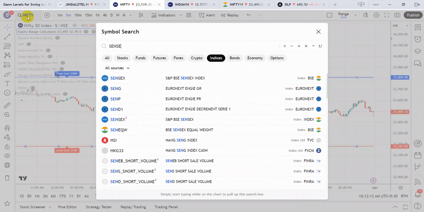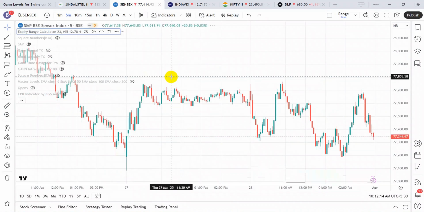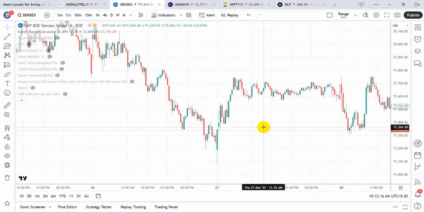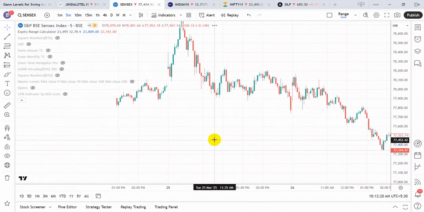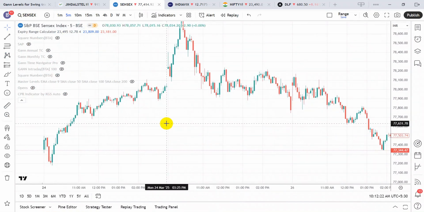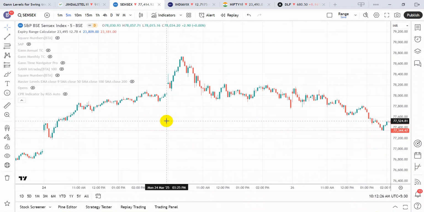Similarly, I can take an example of Sensex also. Let's take the expiry. Tuesday was the expiry of the Sensex, Tuesday the 25th. Let's see how it performed there. You can backtest it also. Here the Sensex opened with a gap up. The close was 78,034, and the next day it opened at 241, so we have to use the open price.